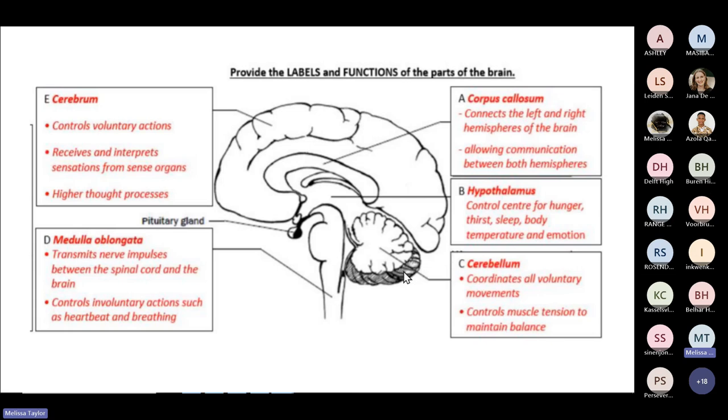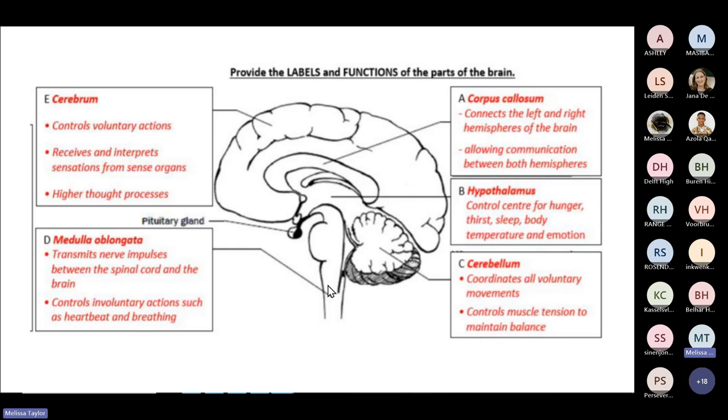Right, but the job of the cerebellum is to coordinate all of your voluntary movements. So voluntary movements are the things you choose to do. So it's walking, talking, picking up your pen, writing in your book, eating, all of those things that your brain is making a decision to do. The decision to do it and the control of it is coming from a different part of the brain. But the cerebellum's job is to coordinate those movements so they happen smoothly, and with balance, so that you don't fall over or look like you're walking all stiff like a robot. And then it controls your muscle tension and your balance.